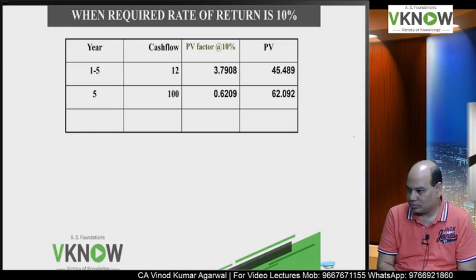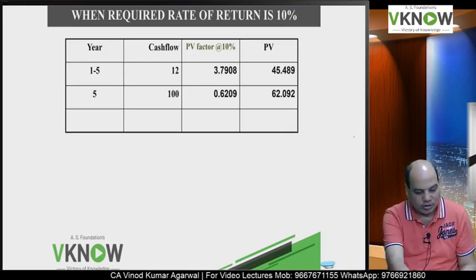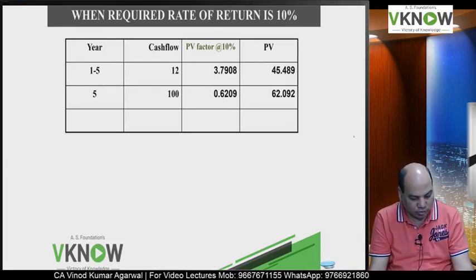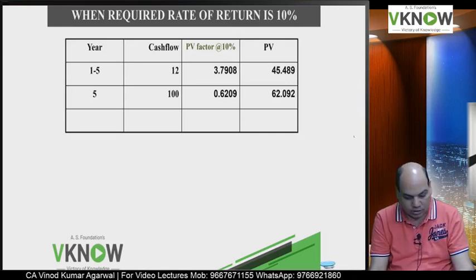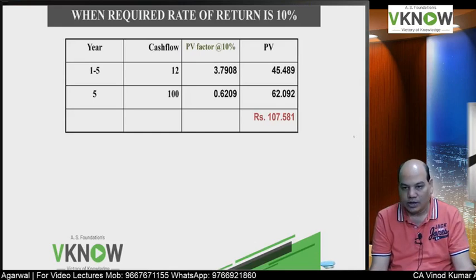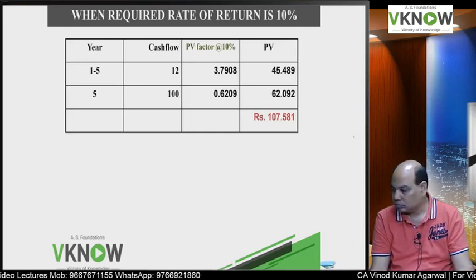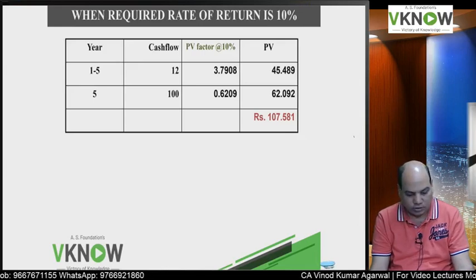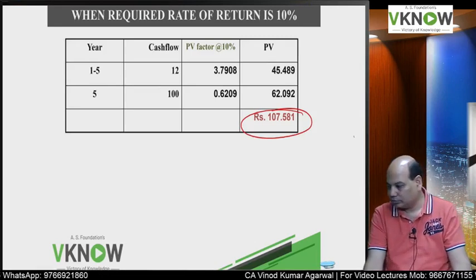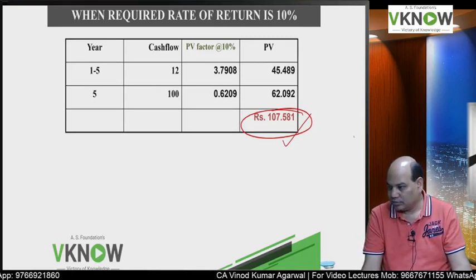Give me the total. Divya, Soumya, Hari, Nitin. So Nitin has replied, the answer he has given is 93.13. Oh my God, I think that was the earlier answer. So this is 107.581. Is it right? Check the total. At 10% discount rate, this is the answer. Very good, Hari.